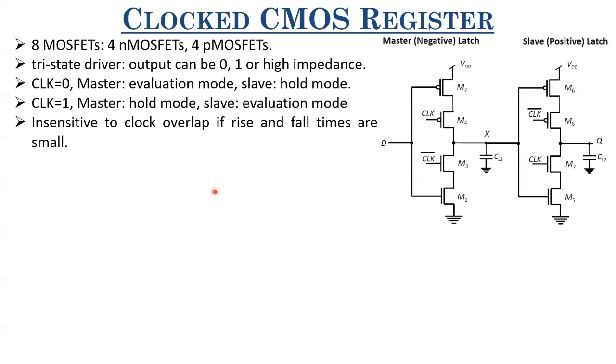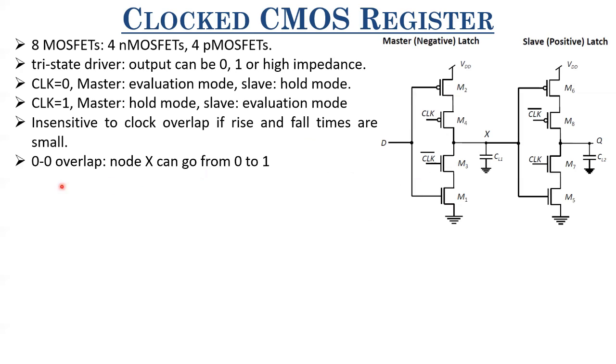Now, I told you that it's insensitive to clock overlap, but there's a constraint. It's insensitive to clock overlap only if the rise and fall times are small. If rise and fall times are large, then what happens? For some period of time, all these MOSFETs are conducting, and hence it may not be insensitive to clock overlap.